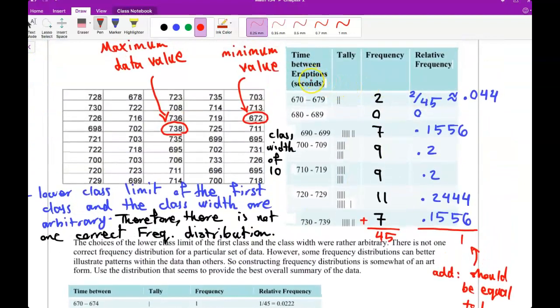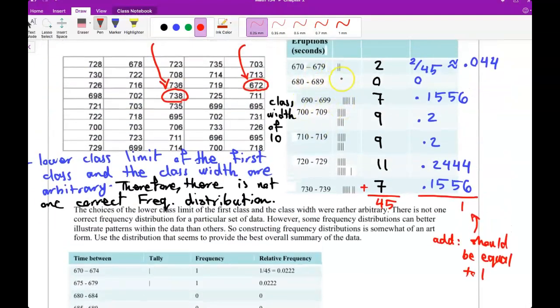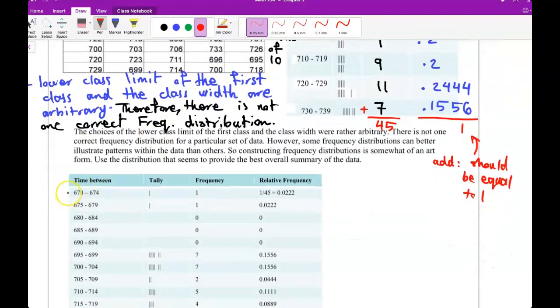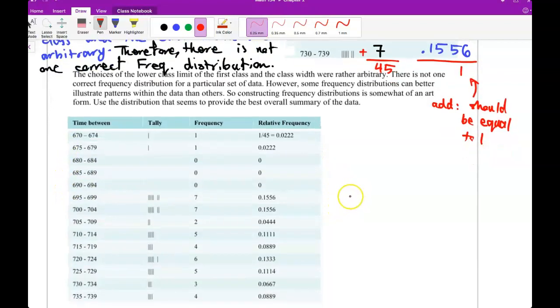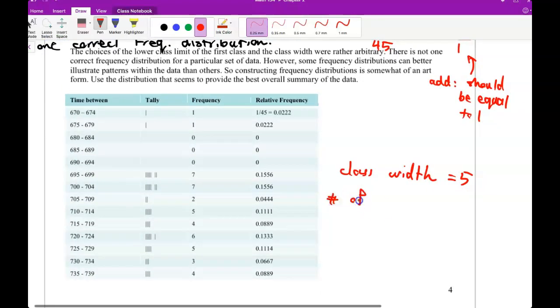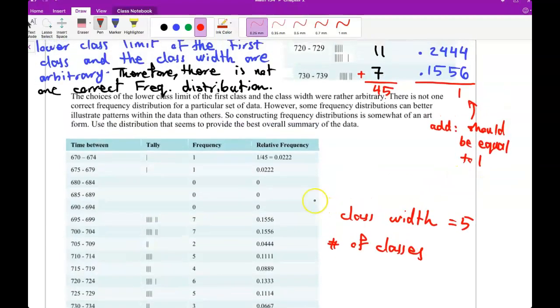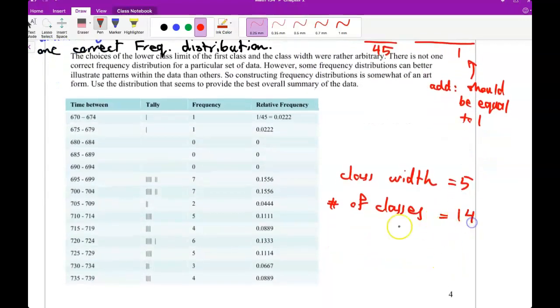So on this part here we had class width 10 and number of classes 7. With class width, we divided that number, so 10 divided by 2. Now class width here we have 5. It's not like I divided that. I'm just choosing what class width I want to have here. So class width here is 5. 10 divided by 2, we have 5. Now number of classes, here we had 7. So 7 multiplied by 2, now we have 14 classes.